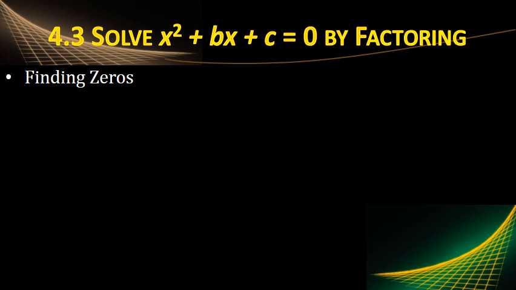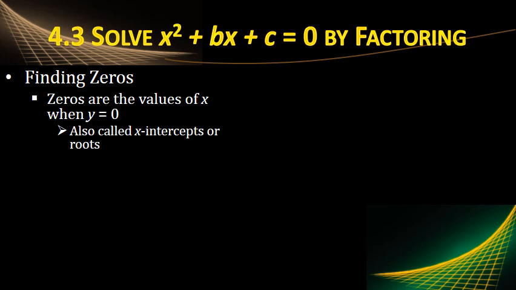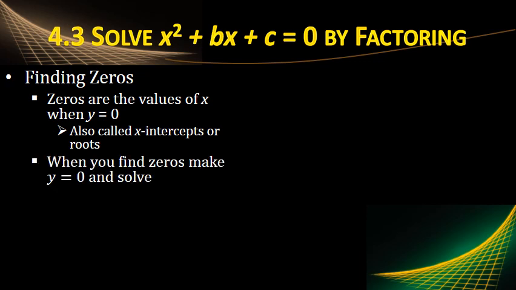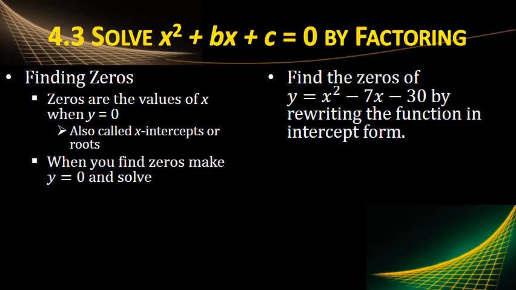Sometimes we're going to need to find zeros. Zeros are the values of x when y equals 0, and they're sometimes called x-intercepts, or roots. So when you need to find the zeros, you make y equal 0, and you solve. So we need to find the zeros of this equation, and we're going to do it by writing it in intercept form. Intercept form simply means factored.